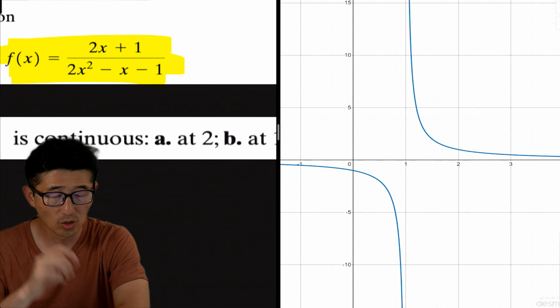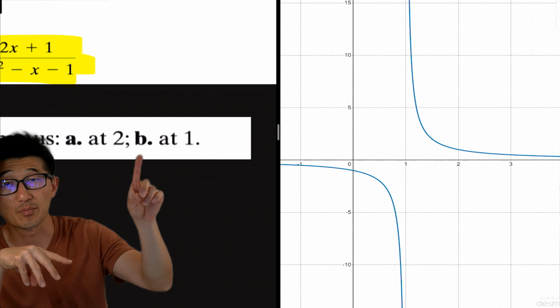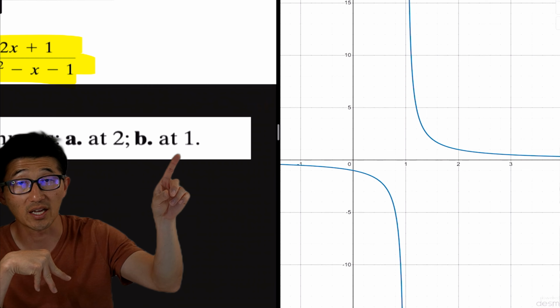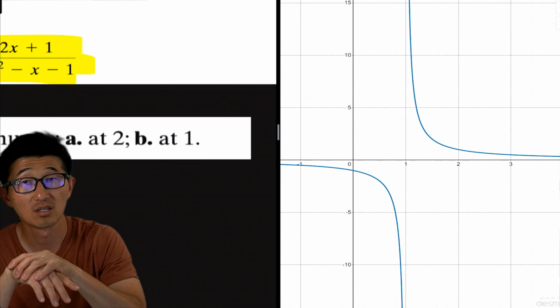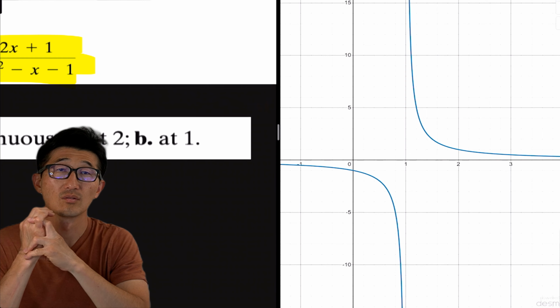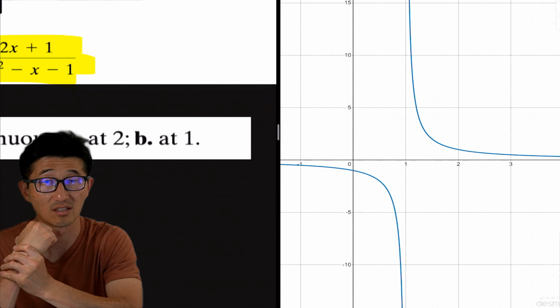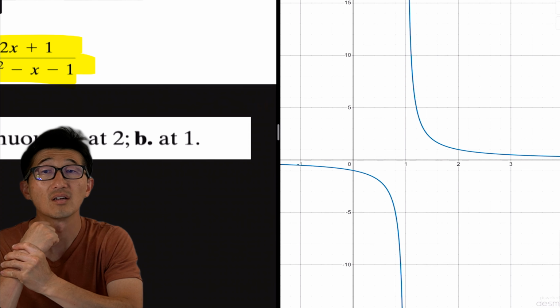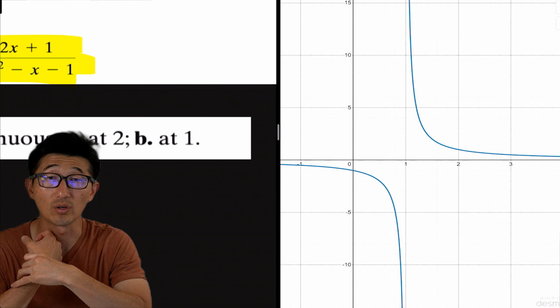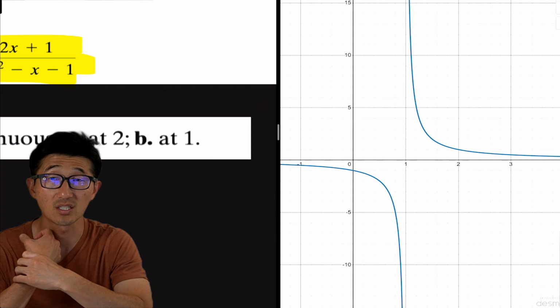Okay. So notice, at x equals 1, because the letter B is asking, is it continuous at x equals 1? And the answer is yes or no? No. What kind of discontinuity is it then? Yes, very good. And so it is not continuous at x equals 1.